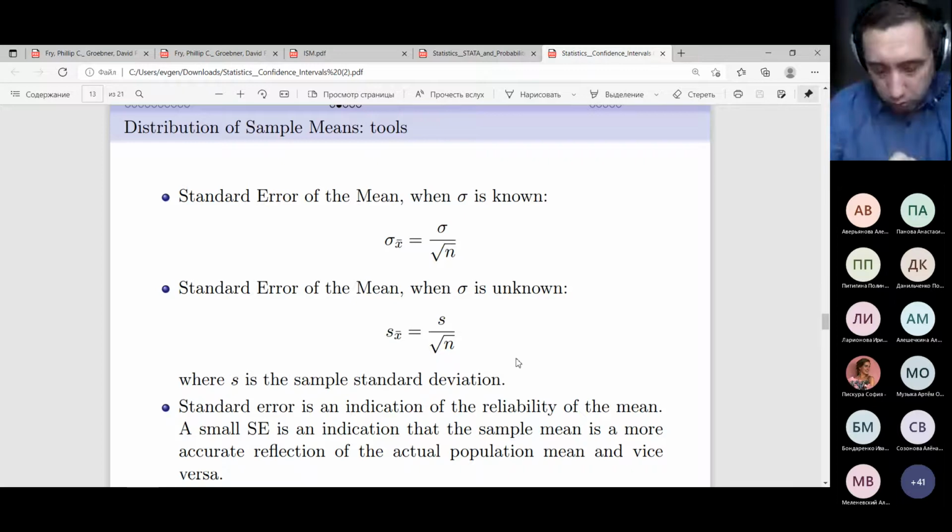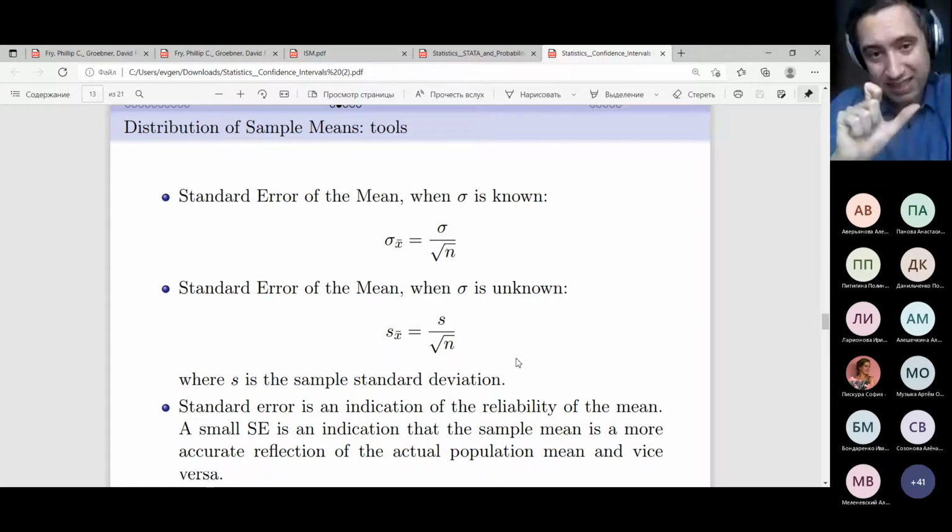Well, what you have also to remember, don't be confused with standard deviation and standard error of the mean. By the way, it is one of our favorite questions in the exam. So what is the key difference?